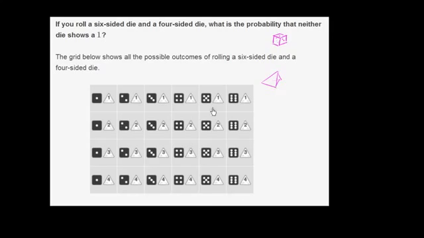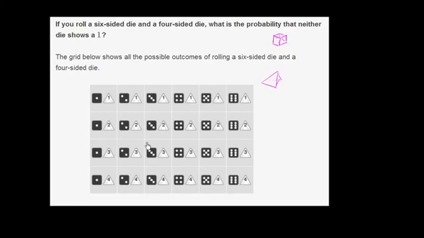And so what you have here is a picture of all the possible rolls. They have the six-sided die, the side that's facing on the top, and then on the triangle, this shows what is the result of the roll of the four-sided die. So this actually would be the side that's facing down. But let's actually try to answer their question, because they gave us all of the possible outcomes of rolling a six-sided die and a four-sided die. So we want to know, what is the probability that neither die shows a 1?